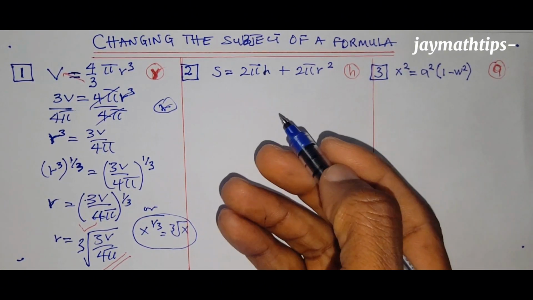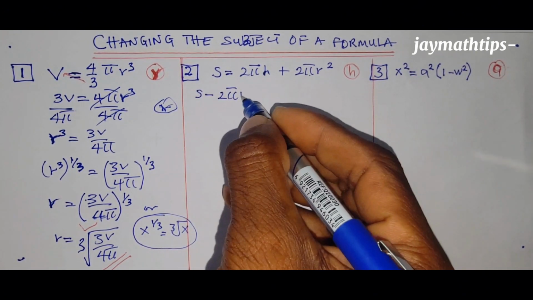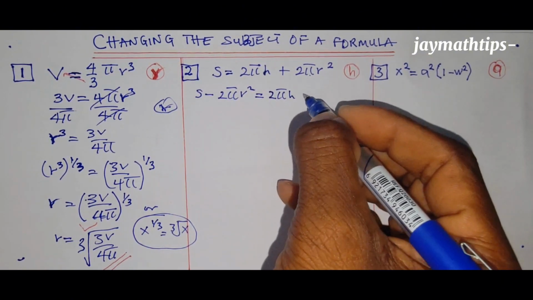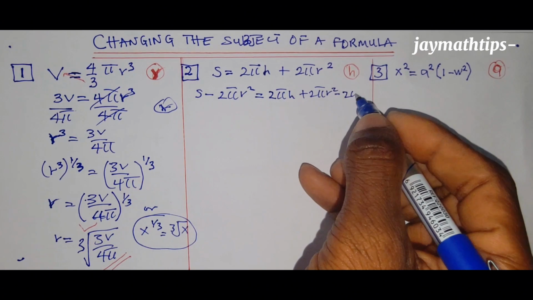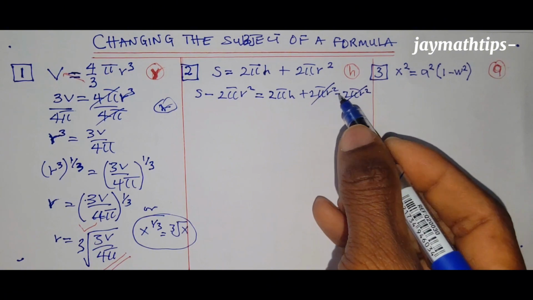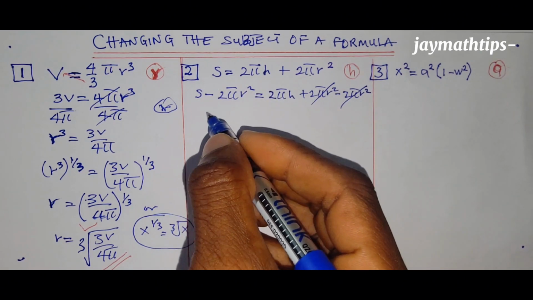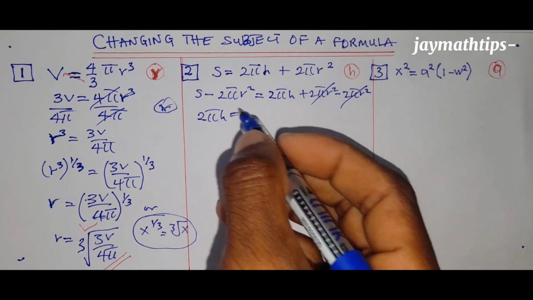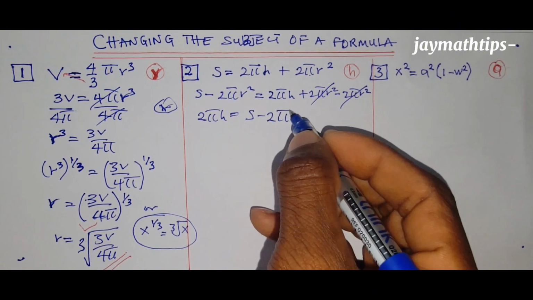You have x minus 2 pi r squared equal to 2 pi h plus 2 pi r squared minus 2 pi r squared. And of course, this one here will cancel out. 2 pi r squared minus this is 0. So you are left with this one here now. Let's take this one to this other side so that it will be a little bit easy for us to understand. Still the same thing, right? So x minus 2 pi r squared.